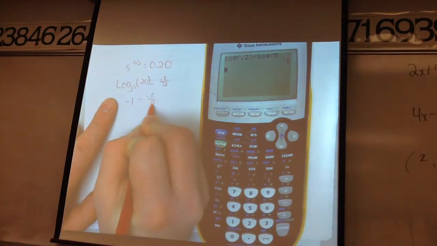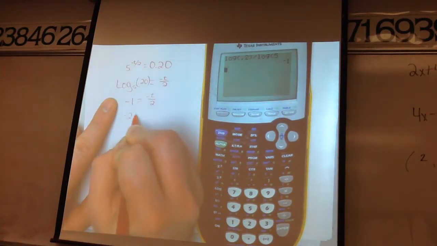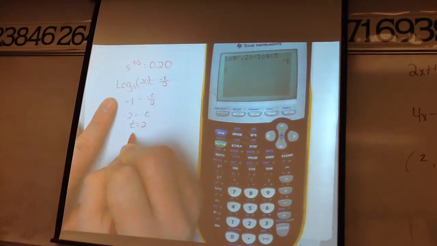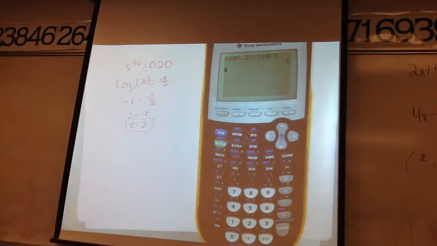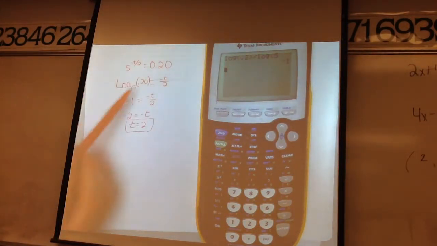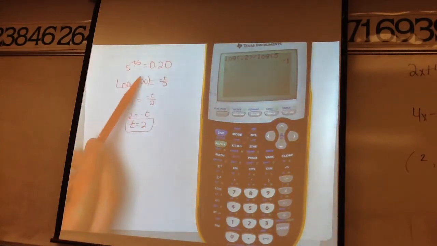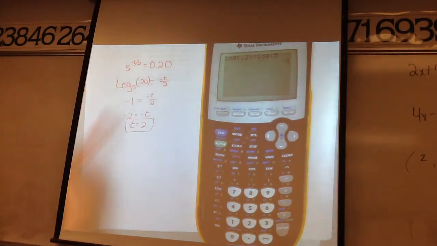Negative t over 2 equals negative 1, so negative 2 equals negative t, t equals 2. Question: could you just multiply by 2? Right here? Yeah. 2 log 5, so you could put the 2 up there. Yeah, you can do all kinds of stuff with these. You don't have to, you can do 2 times this. They both work.